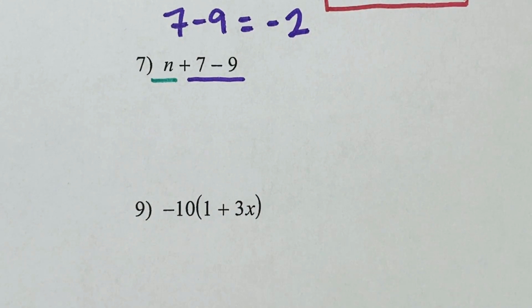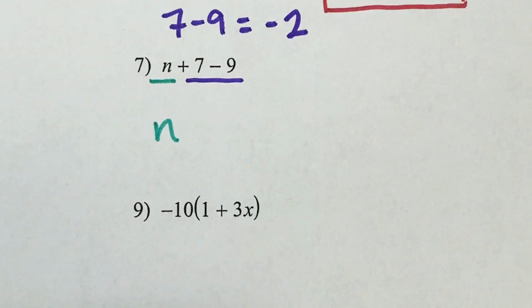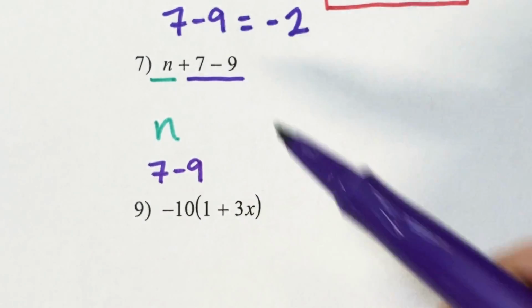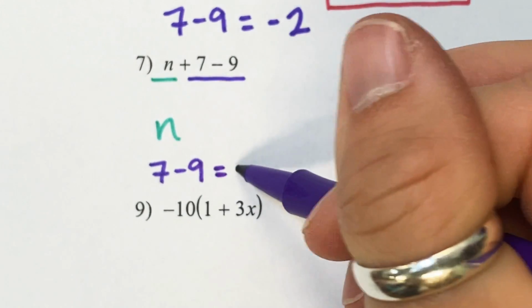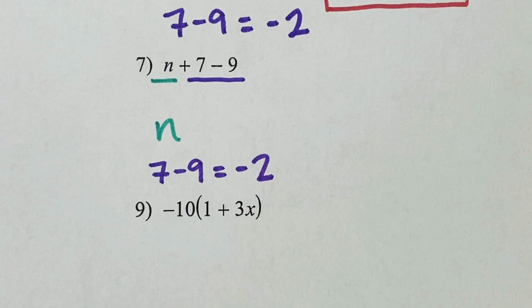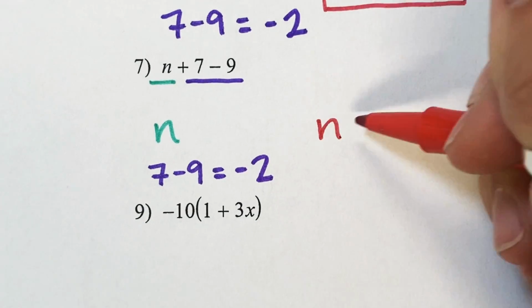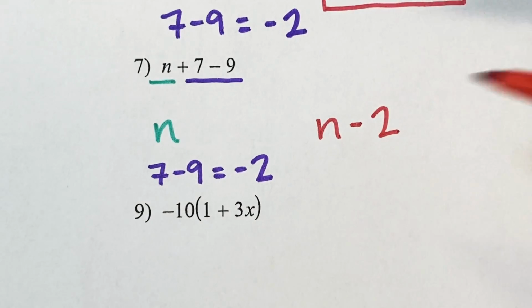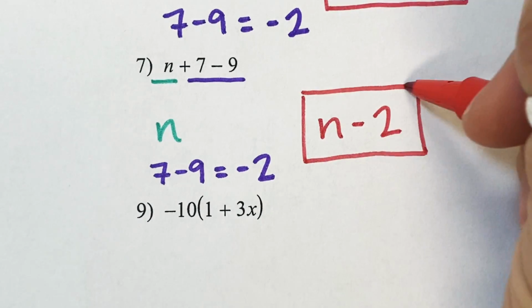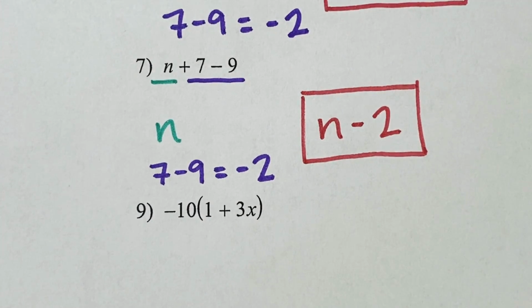Okay, so let's write, we know that our n is just going to stay n, 1n. But then what is 7 minus 9? Hint, we already did it right here. Okay, negative 2 again. So our answer to this guy, we have 1n and then minus 2. Great job.